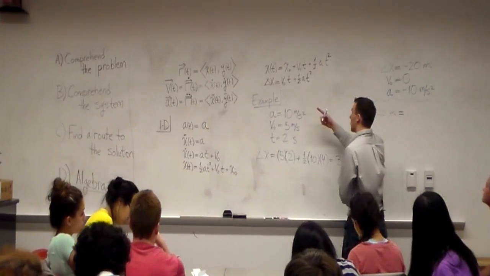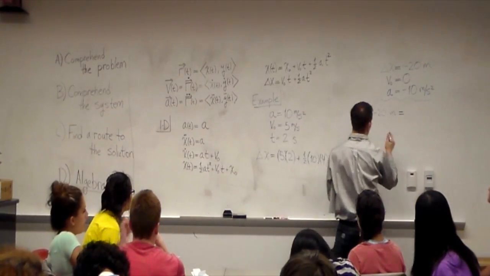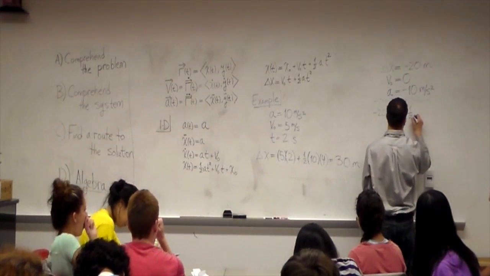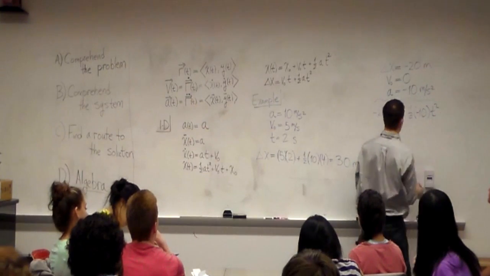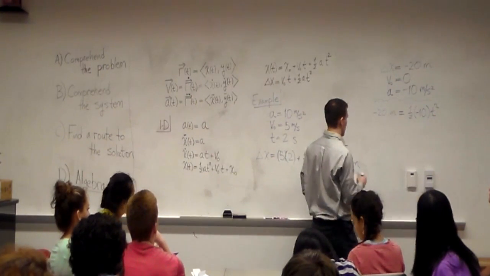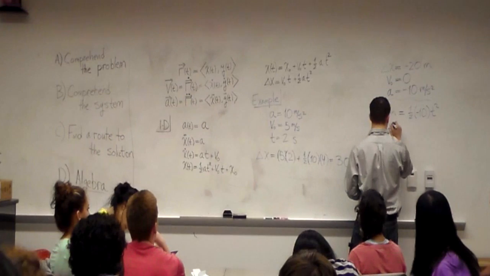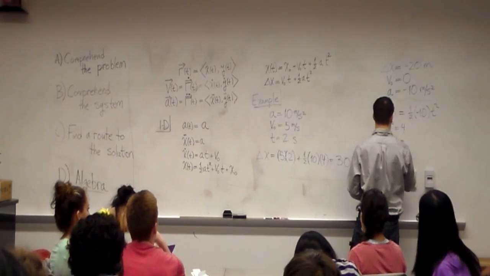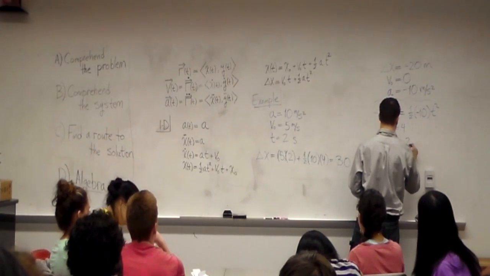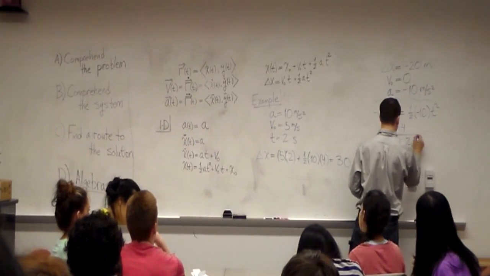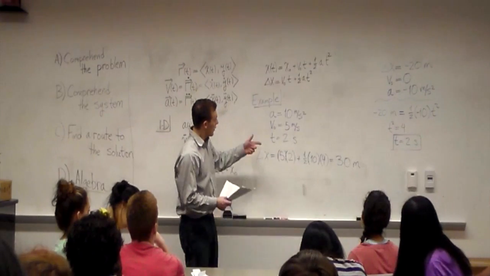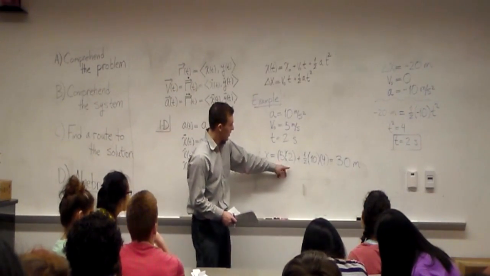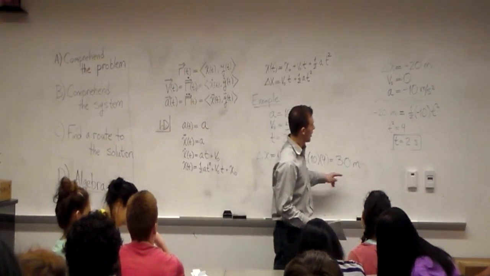The initial velocity is 0, so this term goes away completely, and I'm left with 1/2 times minus 10 times t squared, right? And so it follows that t squared is going to equal 4, and t is equal to 2 seconds. Okay? And that's just the solving. Now, you'll also notice, by the way, that when I'm doing these examples, I don't write units here, but I do write them at the end.